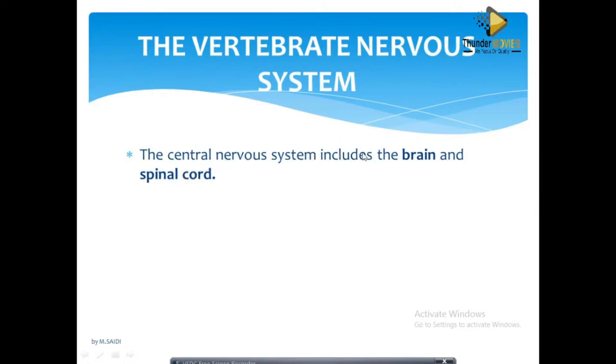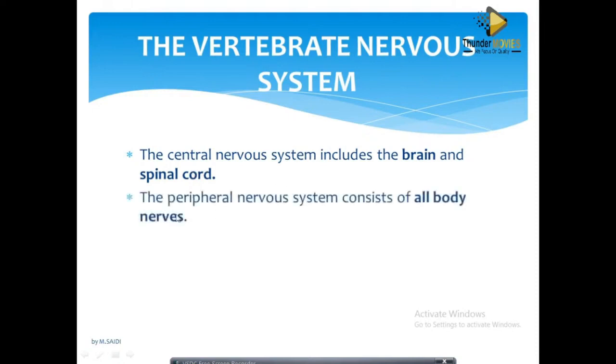The human nervous system is divided into three. The central nervous system, which includes the brain and the spinal cord. The brain is on the top, while the root of the brain is what you call the spinal cord. We are going to look at this in detail.